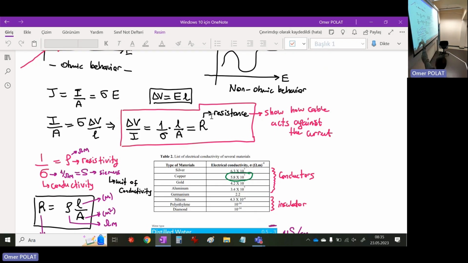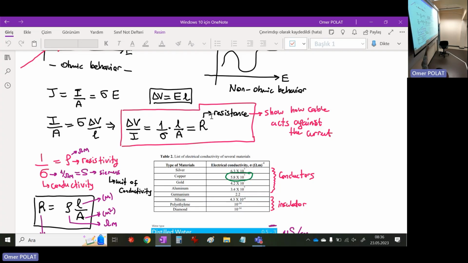This reason actually comes from rho. Rho is the resistivity. Resistivity shows these collisions between electrons. So if the number of collisions is high, we have high resistivity. Another factor is length. The cable's length is, of course, important. If you drive electrons a long way, you will increase the number of collisions.